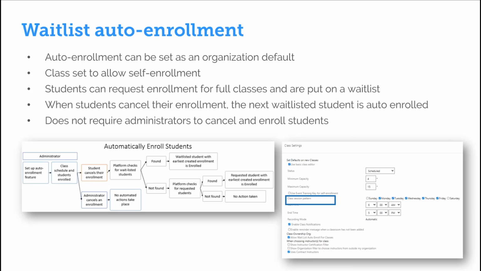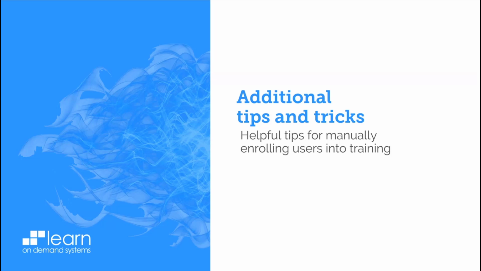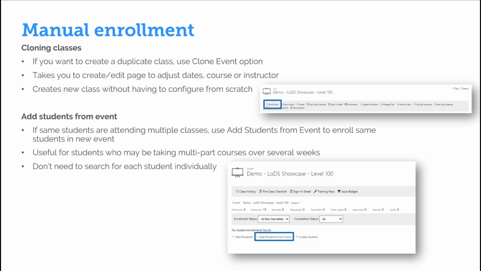If you're still manually managing your classes, either setting them up or enrolling students without training keys, we can still make your lives easier and help you avoid some of the hassle. One helpful trick that we can recommend, if you are creating your classes individually and manually, is the clone event option on your classes. Despite being on every class page, it's not widely known or used, and it can really save some time if you are creating the same types of classes each week.